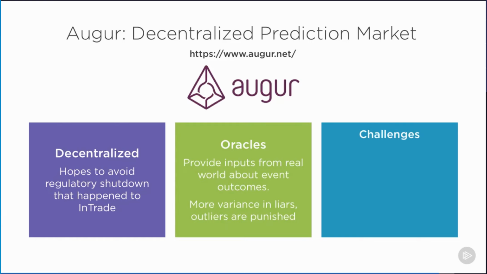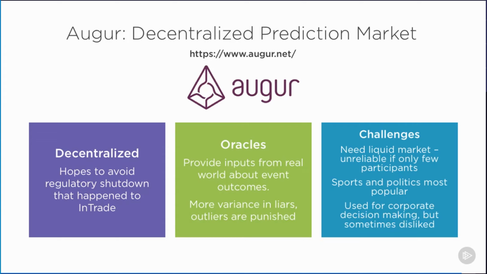For small questions, there may not be enough participants that know enough, which is why InTrade mostly focused on sports and politics. Interestingly, prediction markets are already being used to make corporate decisions, but their use isn't always long-lived, especially if they disagree with the answers management wants.